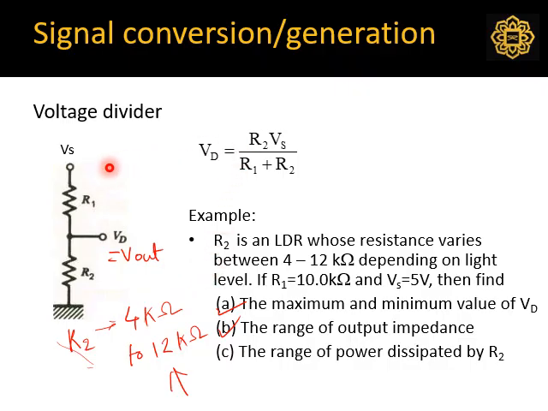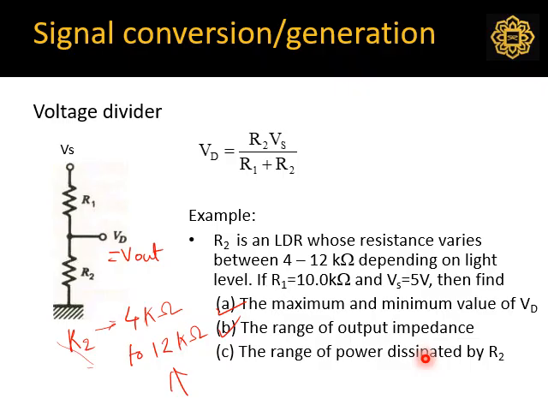So let's say this is a voltage divider circuit where R2 is an LDR, light detecting resistor, whose resistance varies between 4 to 12 kilo ohm depending on the light level. If R1 is 10 kilo ohm and Vs, the supply voltage, is 5 volt, then find the maximum and minimum value of Vd. What is this Vd value? Which is Vout, and the range of the output impedance, because this LDR changes the value, and the range of power dissipated by R2.